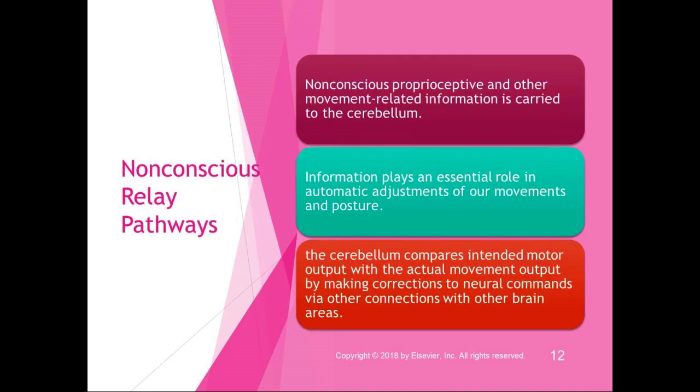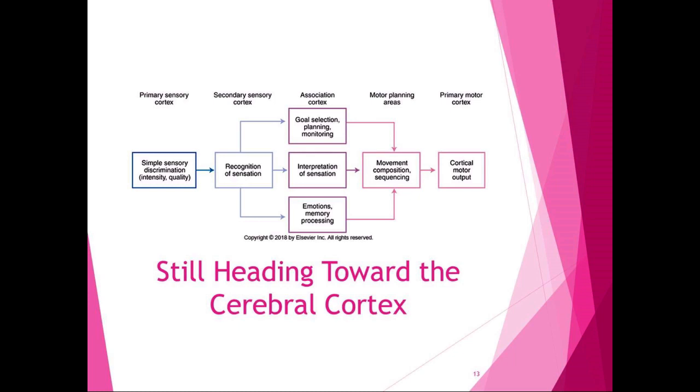And the non-conscious relay pathways send non-conscious proprioceptive and other movement-related information to the cerebellum. The information plays an essential role in automatic adjustments of our movement and posture. The cerebellum compares intended motor output with the actual movement output by making corrections to neural commands via other connections with other brain areas. So the cerebellum is in the background working on things and we don't even know about it. Pretty nice of the cerebellum to do that for us.